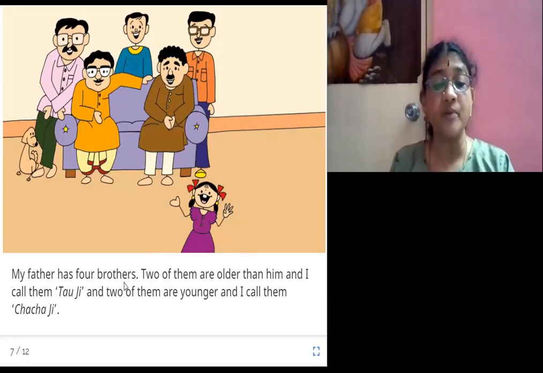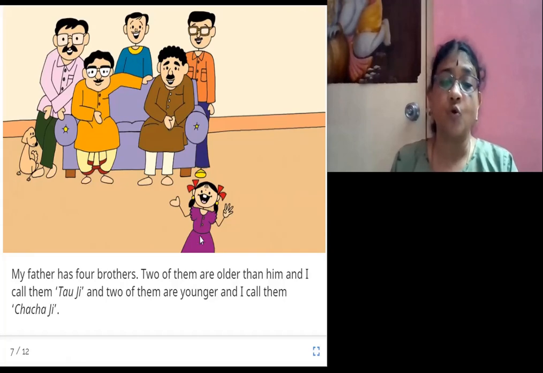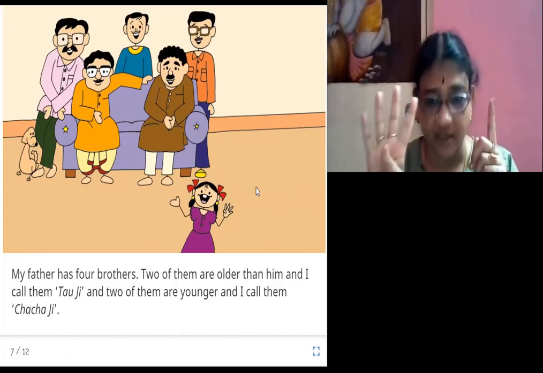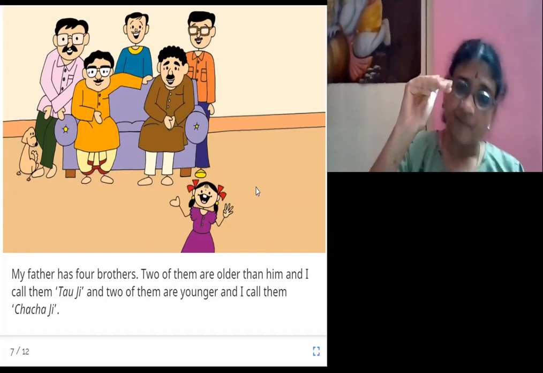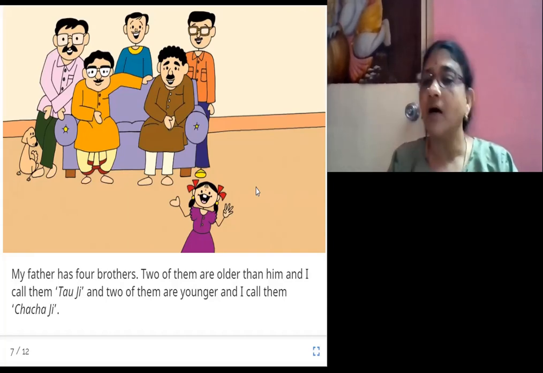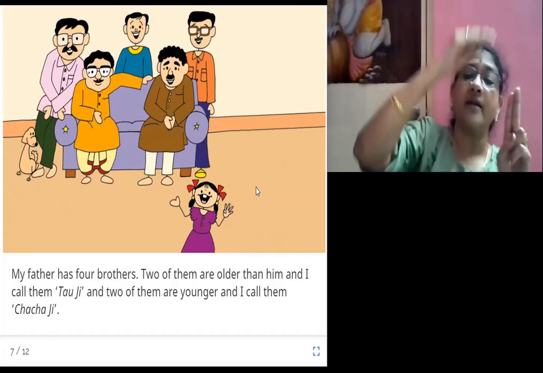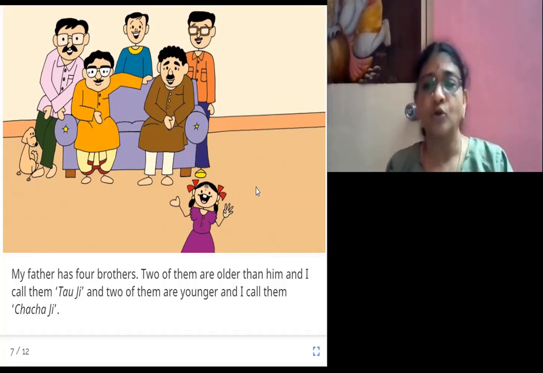My father has four brothers. Two of them are older than him, and I call them Tauji, and two of them are younger, and I call them Chacha Ji. So, in this picture, Tuk Tuk explains about her father's brothers. There are four brothers, out of which two brothers are older than her father and two brothers are younger than her father. Younger and older are in age.